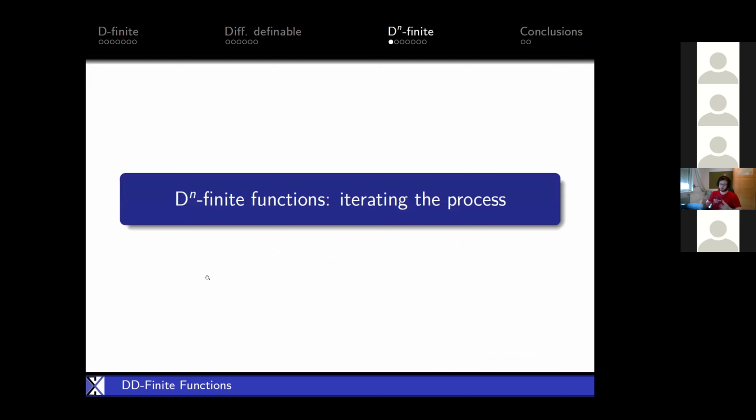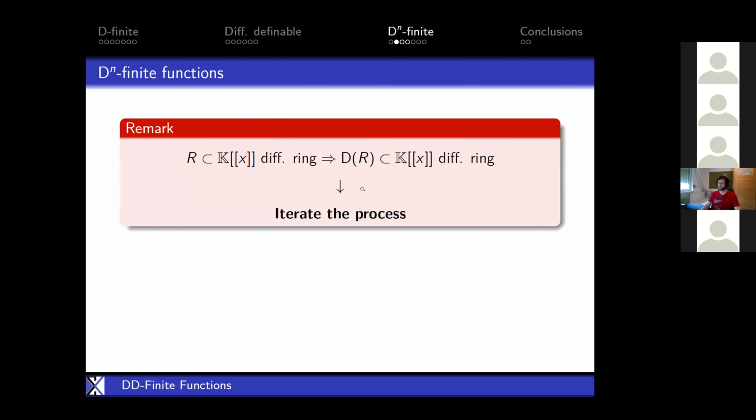So at this point, we were just working with DD-finite functions. We were very happy, but since we had this definition of differentially definable functions over a ring R, we realized, okay, with these closure properties, we have addition, we have product, we have derivation, we have a ring again. So we can do the same thing we did for D-finite and build DD-finite, and we can just keep iterating this process over and over again. And that's where the concept of DM-finite functions came into place.